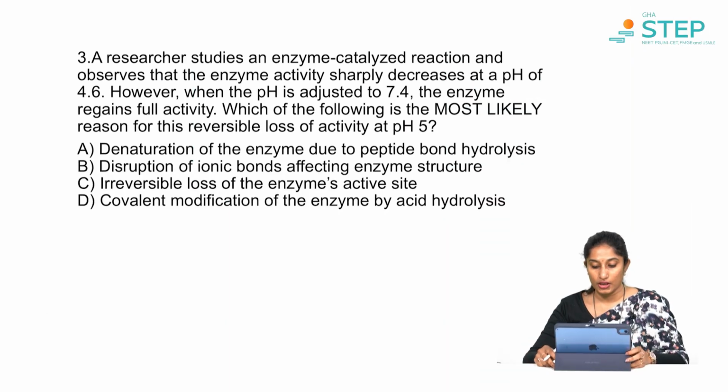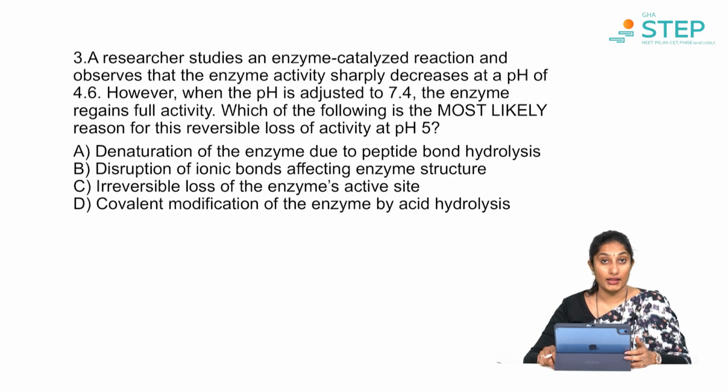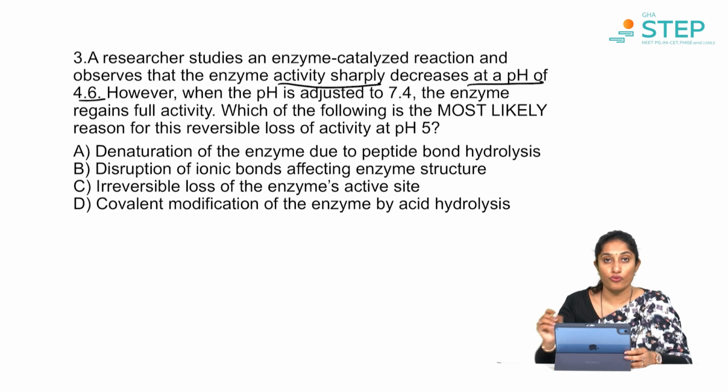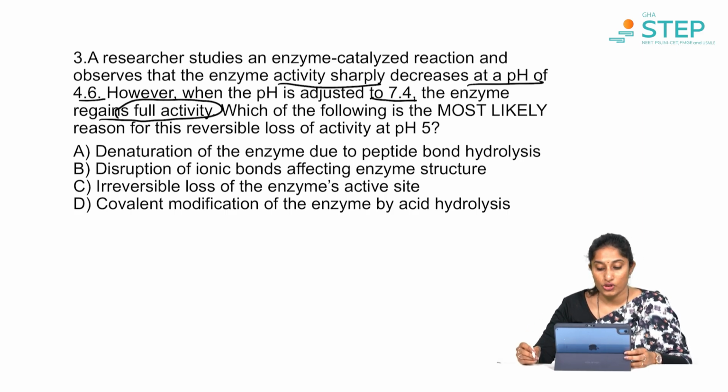So, next question. Now, here we are going into the entity of the factors which affect the enzyme activity. A researcher studies an enzyme catalyzed reaction and observes that the enzyme activity sharply decreases at a pH of 4.6. However, when the pH is adjusted to 7.4, the enzyme regains its full activity. Which of the following is the most likely reason for this reversible loss of activity at pH 5?